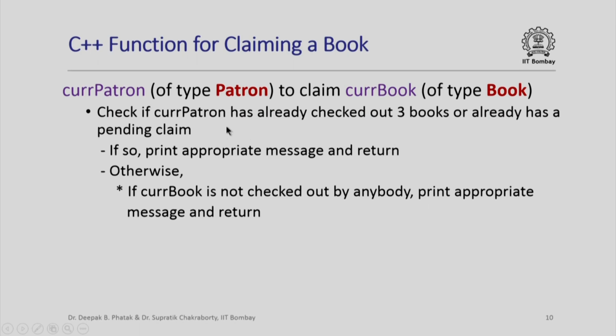So what is involved in this process? Well, we have to first check if current patron has already checked out 3 books or if she already has a pending claim. In either of these cases, we are not going to allow current patron to register a claim for another book. So, we are going to print an appropriate message and return.